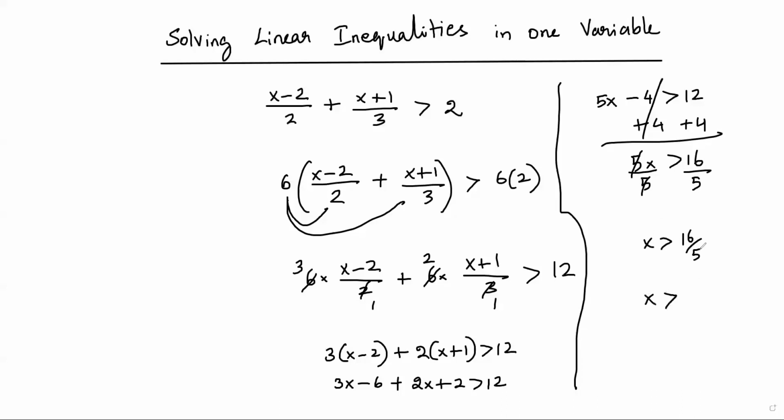Otherwise, we can convert this fraction to a mixed number. 5 goes into 16 3 times, and we have 1 left over. So 3 1/5. This is a mixed number which is equal to 16 over 5.